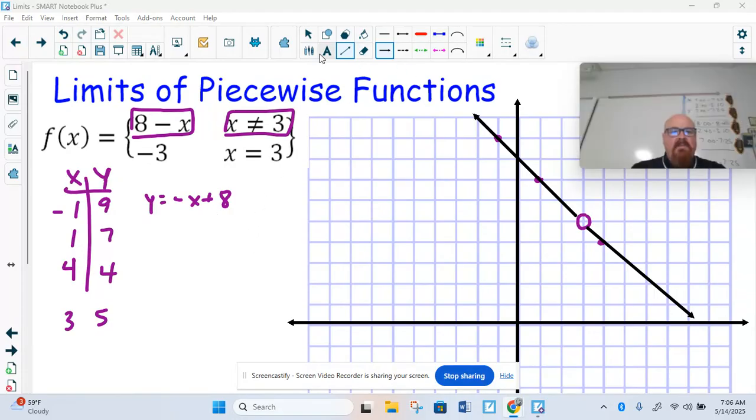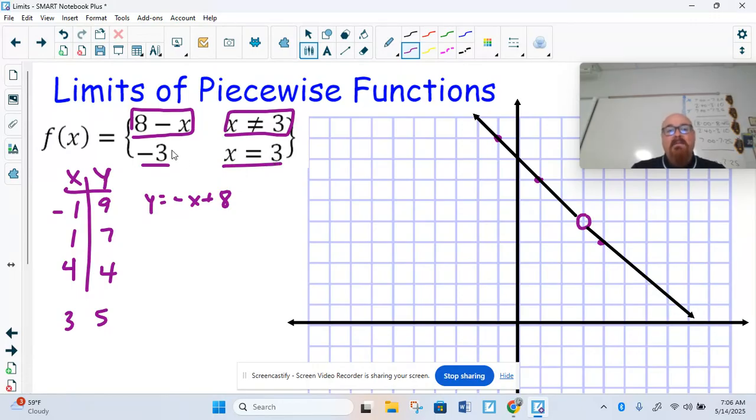So after that, we go to the second piece. The second piece of this is simply saying when x is 3, the output is -3. Something like this, where they're only giving you one point in the domain of that piece, is basically giving us the point 3, -3. So if we go over 3 and down 3, this is where that point exists. Again, this is what we call a removable discontinuity. There is a hole in the middle of this line, and the point exists down here at -3.